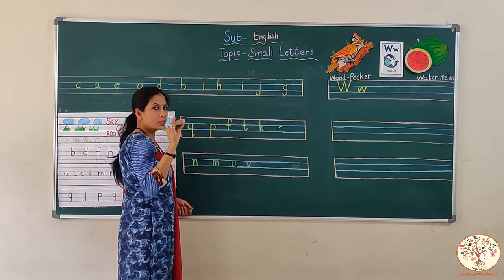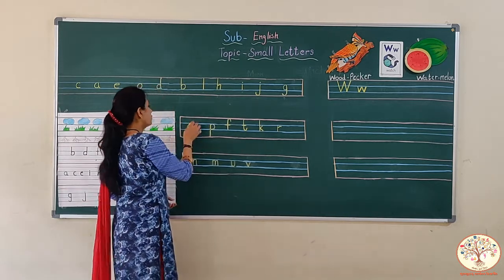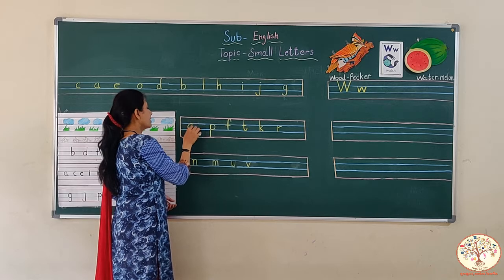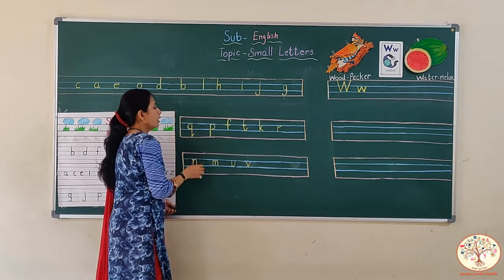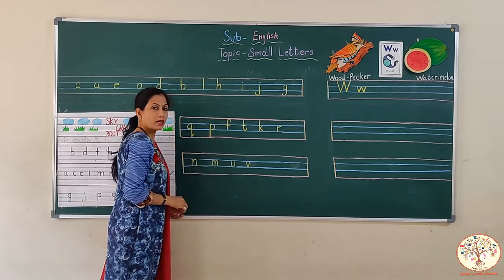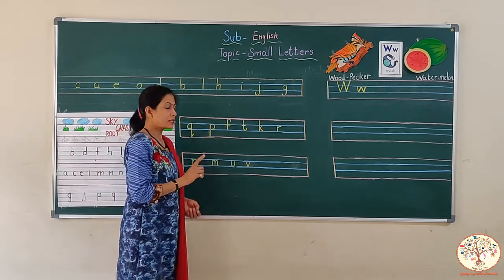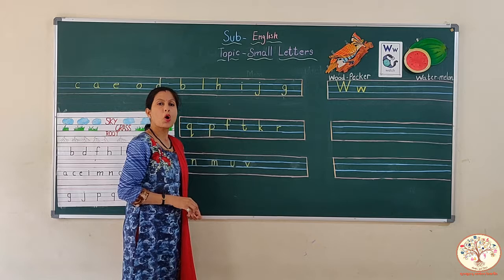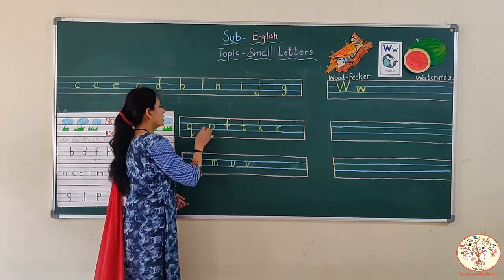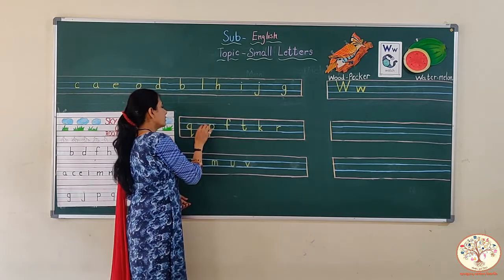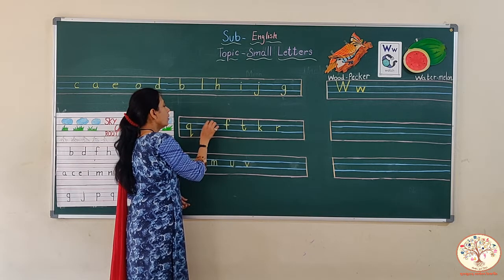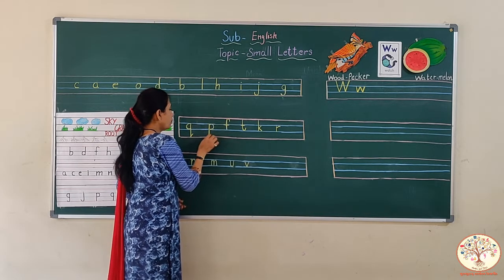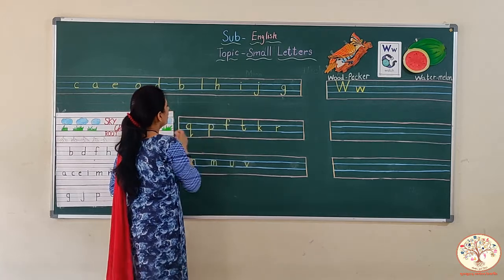And this one is Q. Q says quack, quack. First we make C, then a standing line and a little slanting line, Q. And this one is, yes, this is letter P, small p. Capital P is made from 3 lines, upper 3 lines, and small p starts from the second line and goes to the bottom line, okay?